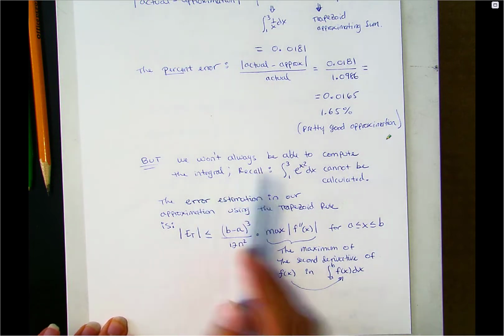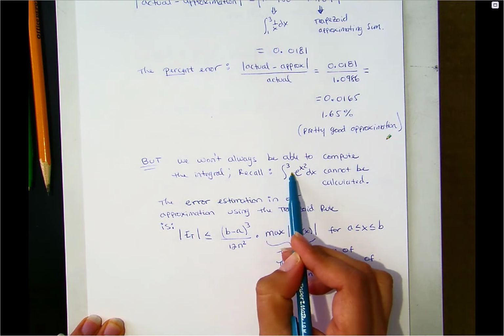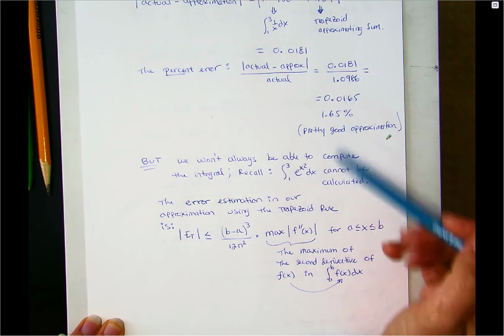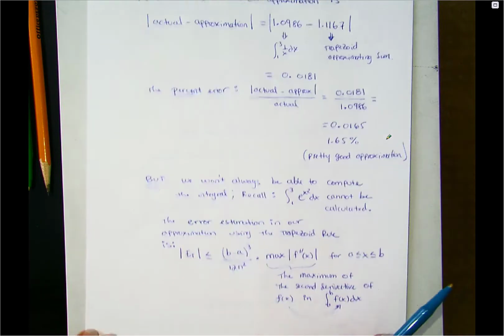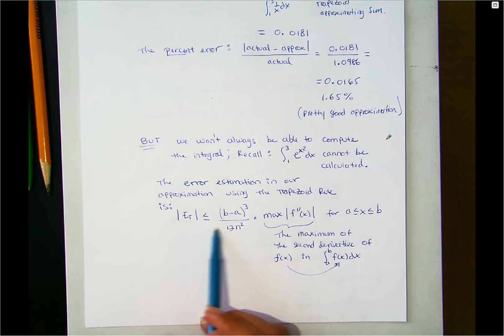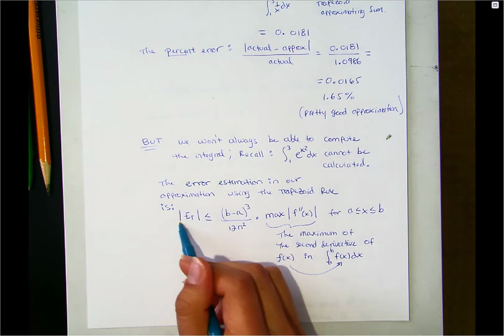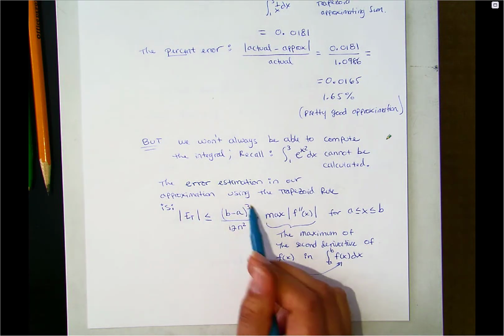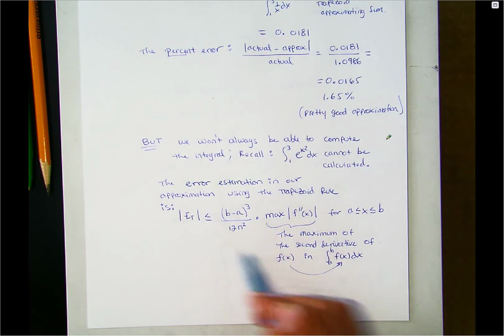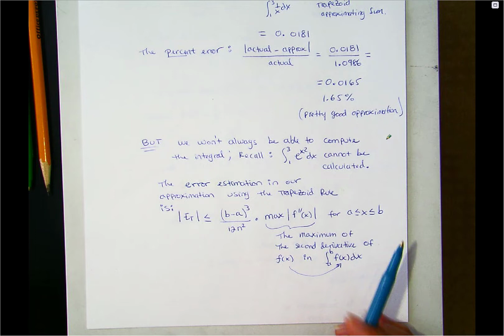But we won't always be able to compute the integral. Remember, e to the x squared cannot be integrated. So how would I find the error if I don't have the actual? The error estimation in our approximation using the trapezoid rule is this formula. And I can go into more detail about this, but not right now. So the actual error is less than the approximate error, the error in the estimation, for x between a and b. So our a and b are 1 and 3.